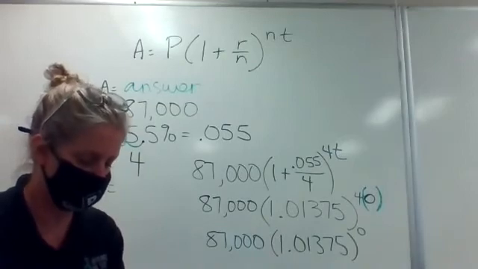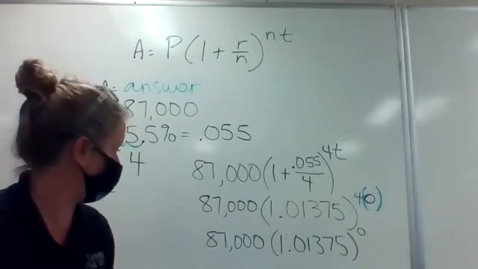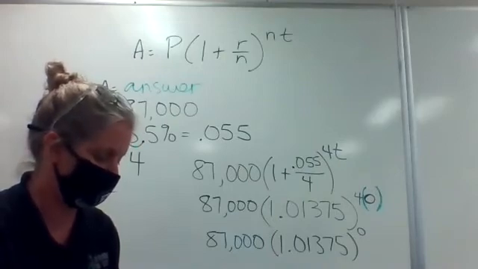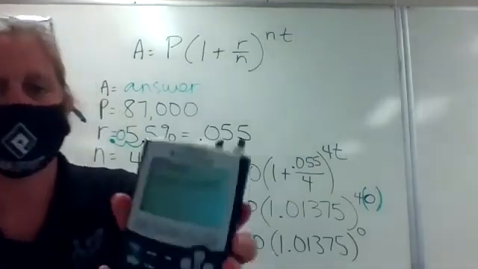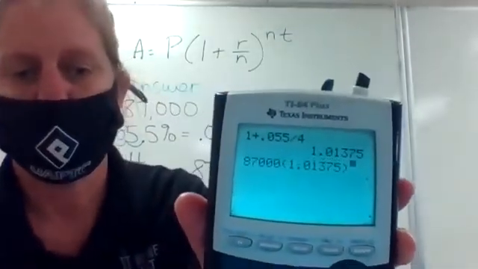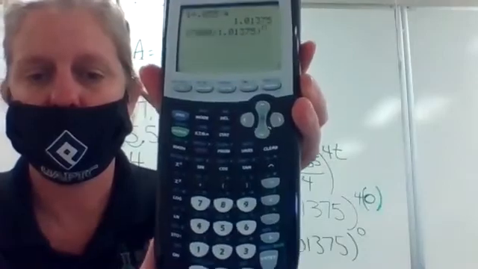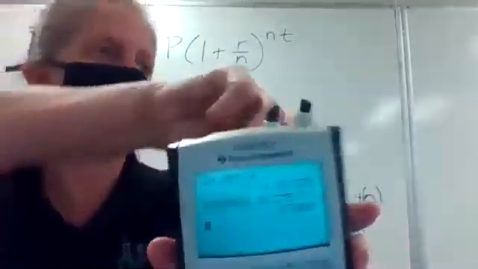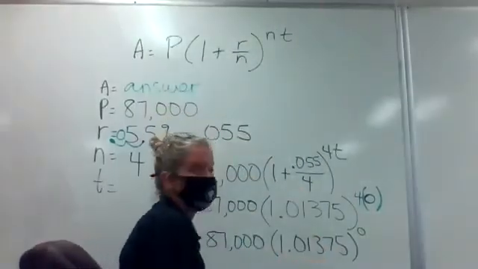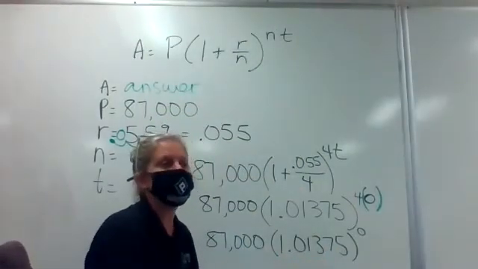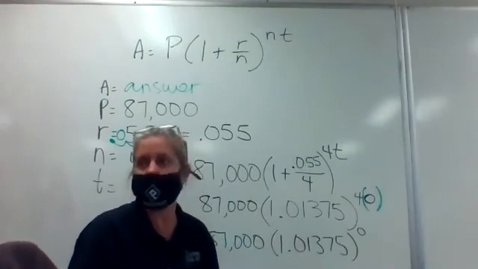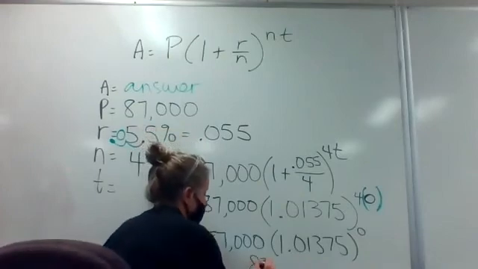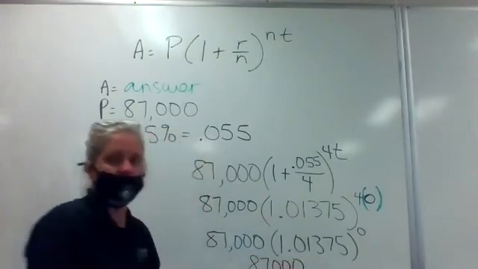That's what you're going to put in your calculator, exactly how it's written. So 87,000, open parentheses, 1.01375, close, and then go up into your exponent. In your exponent, you're going to put 0 and enter. So what did that tell you? 87,000, which makes sense, right? You literally have not had the money in there at all. You just put it in. 0 years, right? So that would be 87,000 after 0 years.